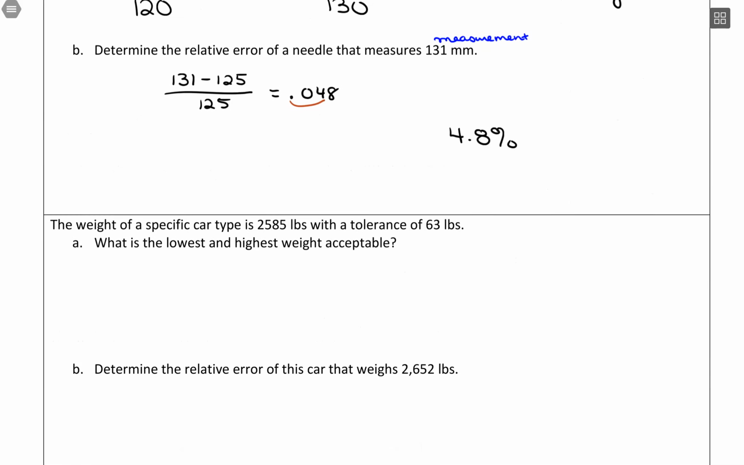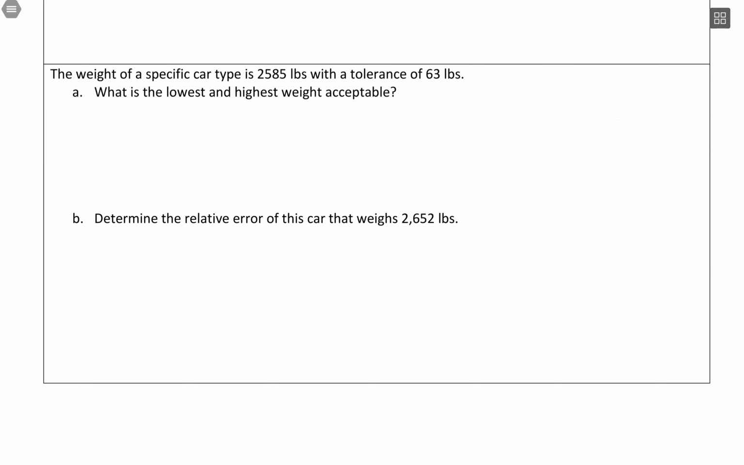All right. The weight of a specific car type is 2,585 pounds with a tolerance of 63 pounds. So what is the lowest and highest weight acceptable? So again, with this, we're taking that expected value plus or minus the tolerance. So we'll split it up. We'll do subtraction for the lowest and addition for the highest.